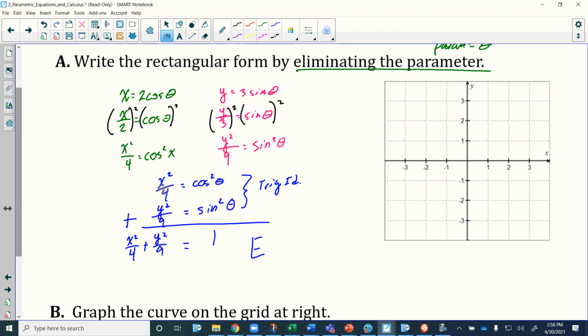And I always, don't yell at me if I don't spell this right, I always wonder, is ellipse one L or two? But that's the equation of an ellipse.